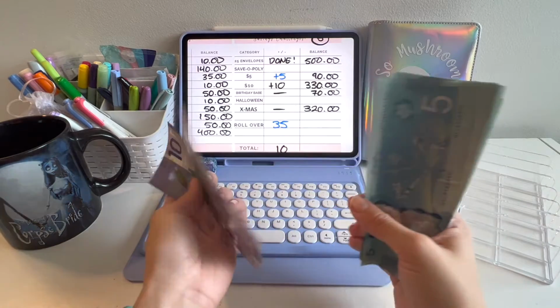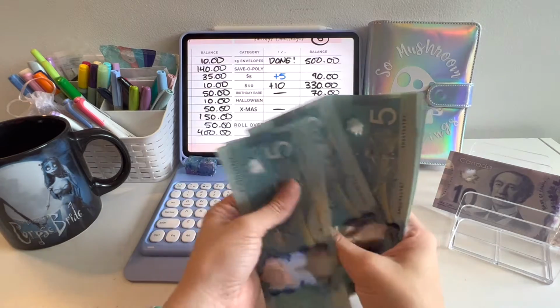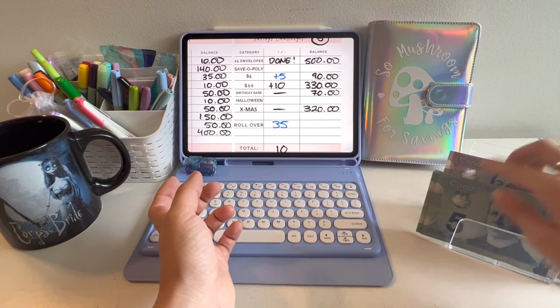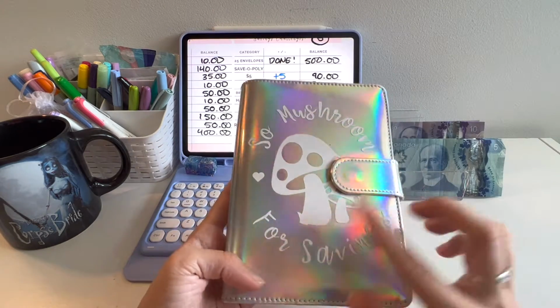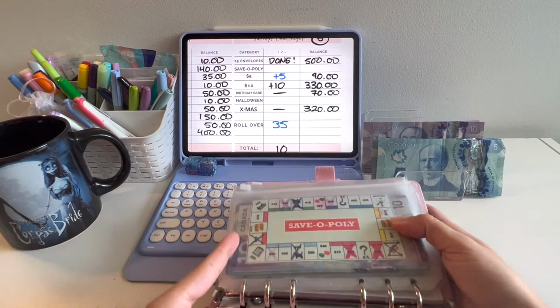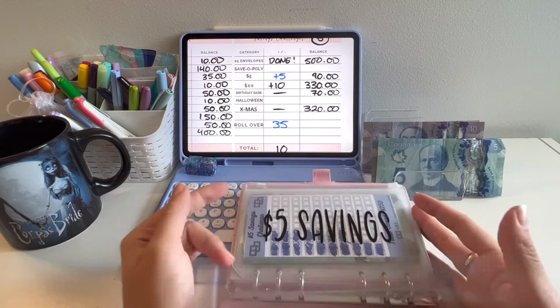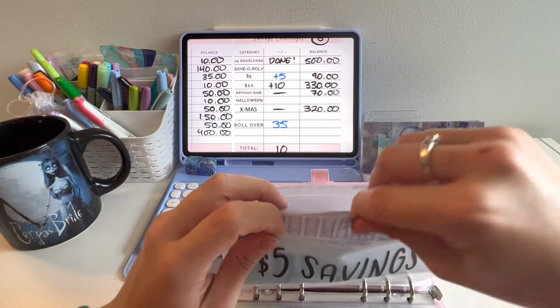So I have 10, 20, 30, 40, and $50. So 35 of this was from rollover. This binder I did make myself, and I'm going to kind of skip all over again. I guess that's because of who I am as a person. So we're going to start with my $5 savings challenge.